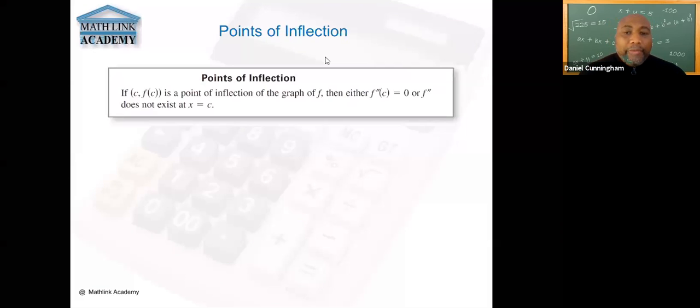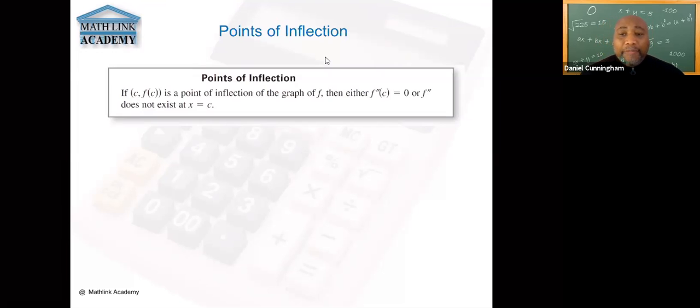Now, here's the point of inflection. This is how we're going to define it, or how you want to write the answer. If c is a number, let's say c is the x value of the point of inflection, then f of c, you have to plug that into the original equation, f of c is a point of inflection. You give the x and y value when you give the point of inflection of the graph of f.